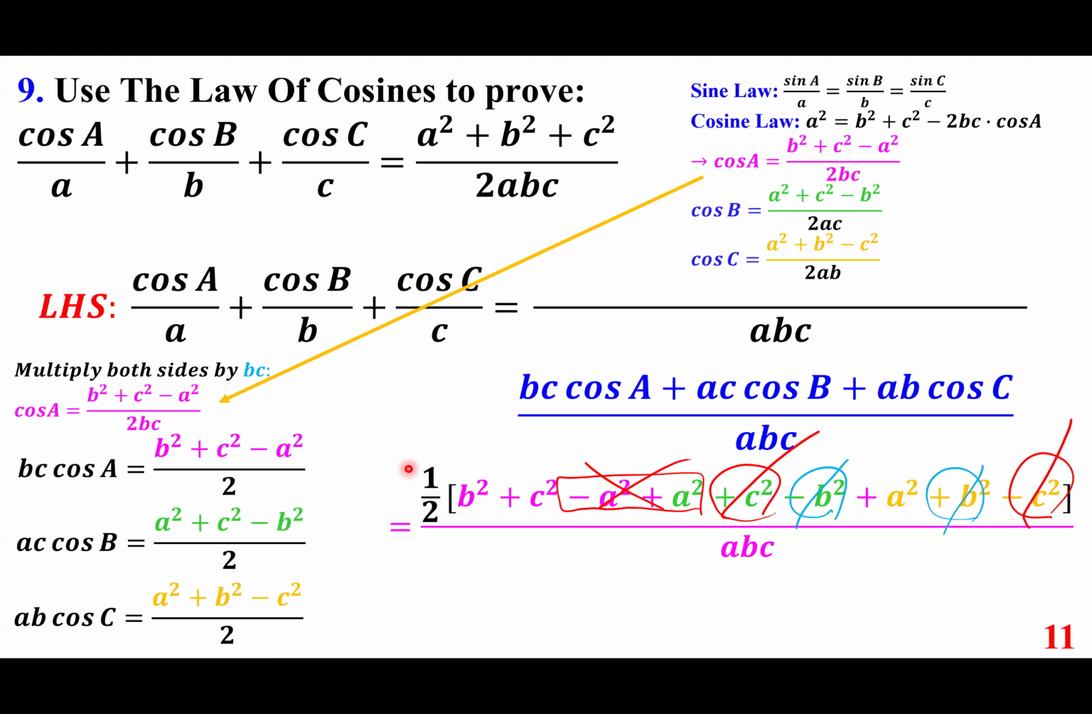This 1/2 makes a complex fraction. You can put the 2 at the bottom. I hope you're comfortable with the fraction. So again, what is inside the brackets? a squared plus b squared plus c squared. This 1/2, you can put the 2 down here, becomes 2abc, and that is the proof it is equal to the right-hand side, everybody.